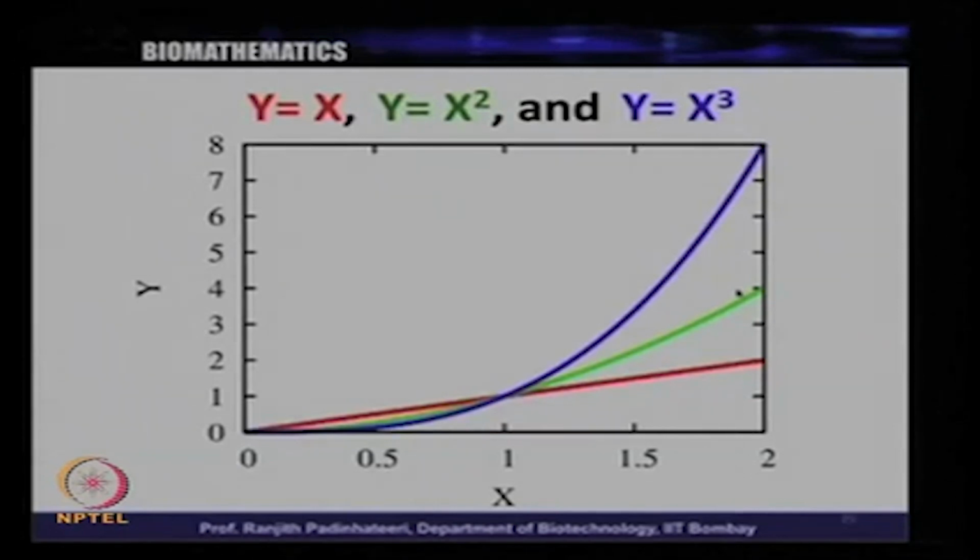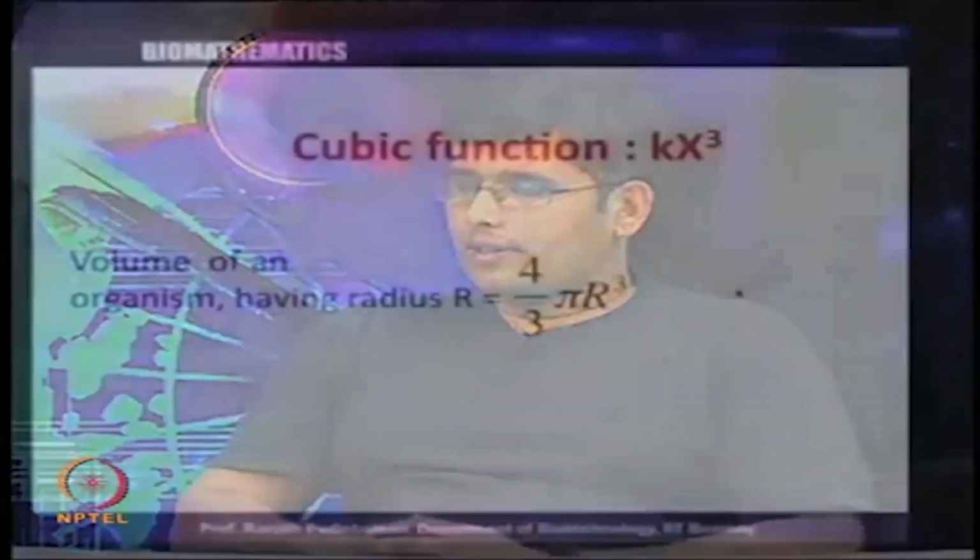Now, we got introduced to the cubic function. So, what is the simplest cubic function that you can think of? The volume. The volume of a sphere, for example, is 4 by 3 pi r cube, we all know. So, that is the simplest function.